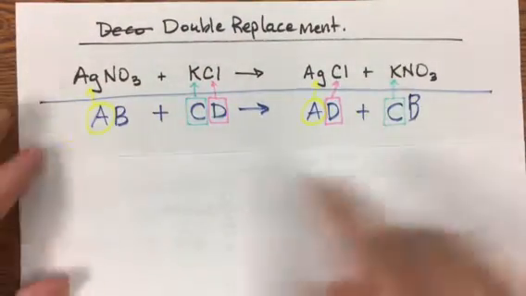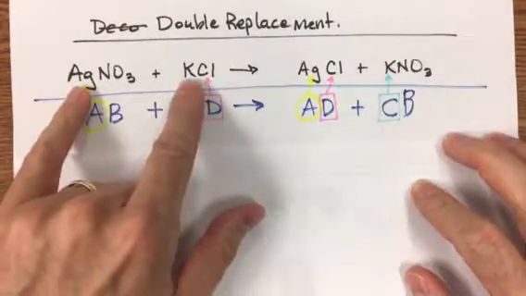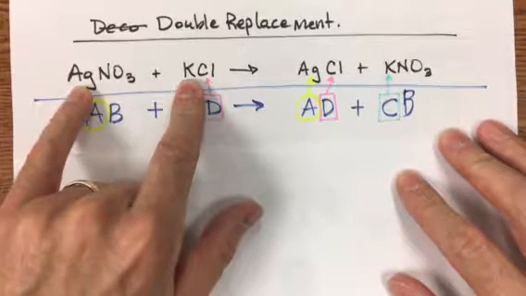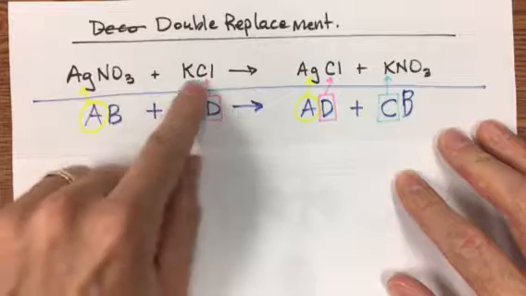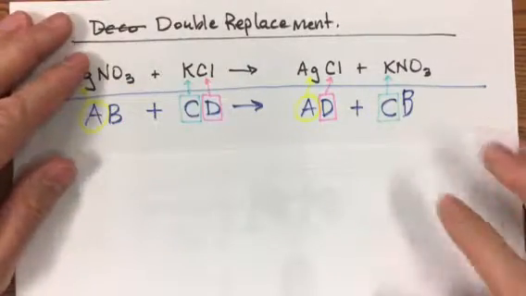Someone asked me, will the silver join with the potassium? No, typically not. Those are the plus charge ions, and so they're not going to seek another plus charge ion. They're going to seek another negatively charged ion to join with, so that wouldn't happen.